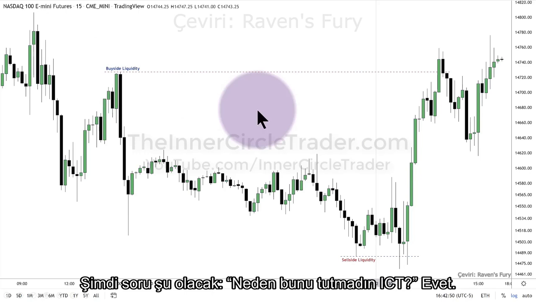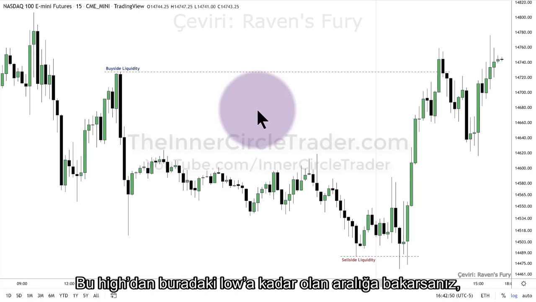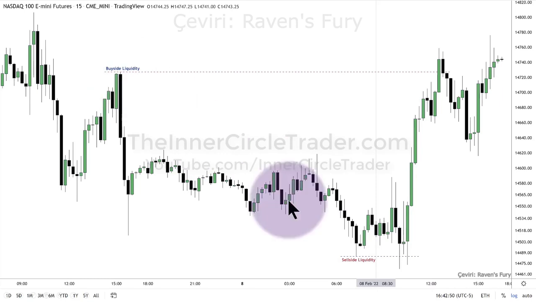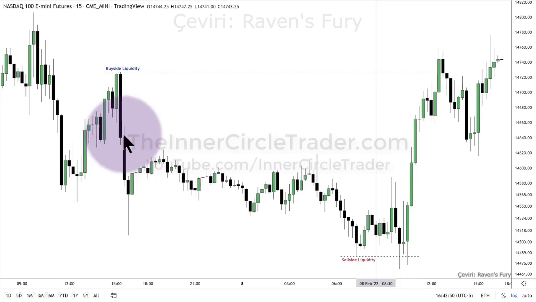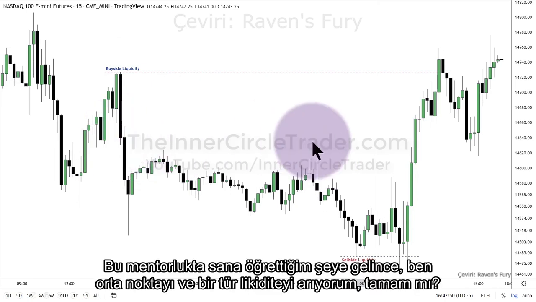Now, the question is going to be, why didn't you hold it for that one, ICT? Well, if you look at the range from this high down to the low over here, about midpoint is just above this high, right? And we have this little imbalance right there. So what am I teaching you in this mentorship? I'm looking for about the midpoint and some kind of liquidity. There's buy stops above that, okay?